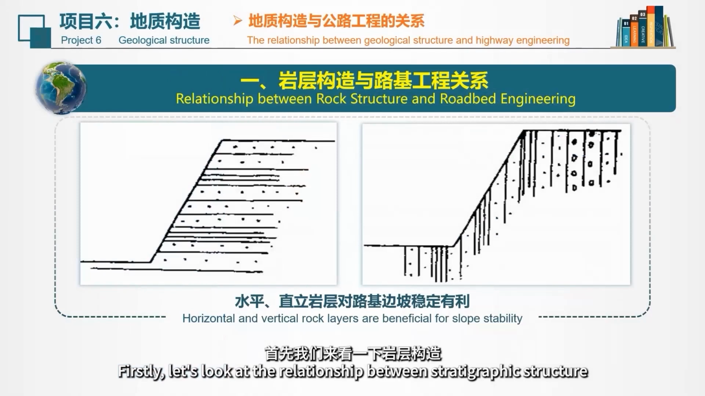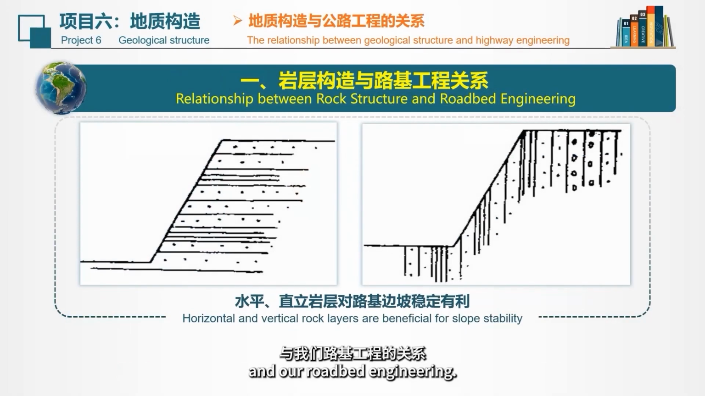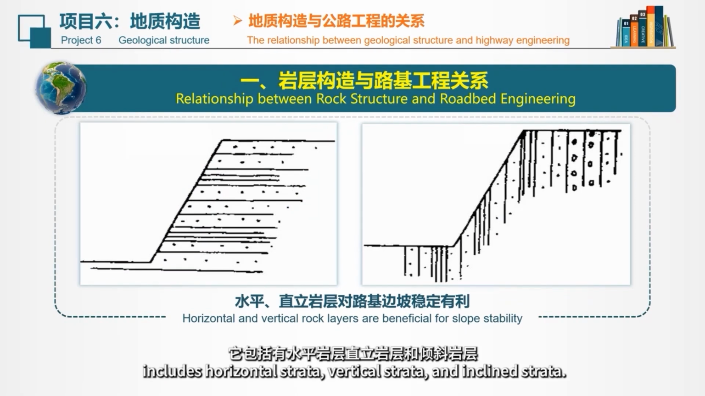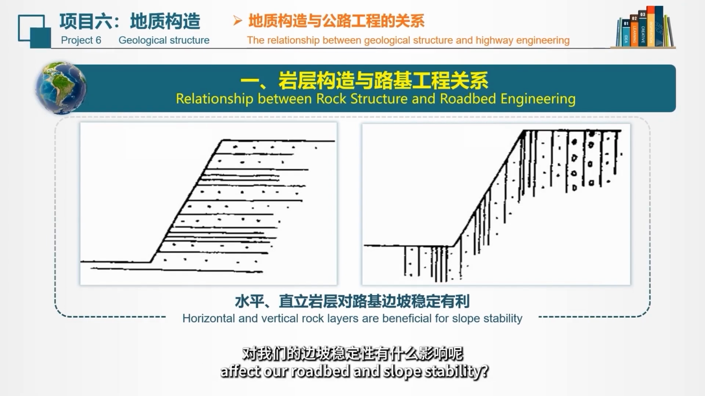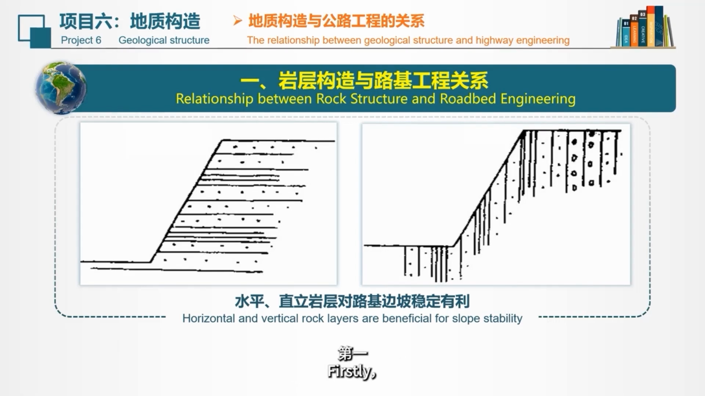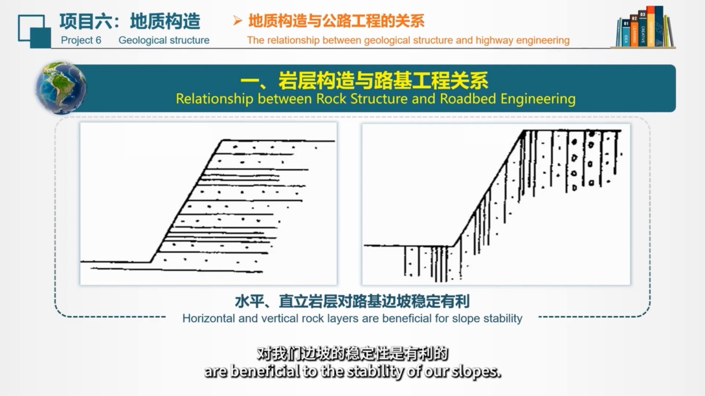Firstly, let's look at the relationship between stratigraphic structure and our roadbed engineering. We all know that stratigraphic structure includes horizontal strata, vertical strata, and inclined strata. So, how do different stratigraphic structures affect our roadbed and slope stability? Let's learn about it. Firstly, horizontal strata and vertical strata are beneficial to the stability of our slopes.